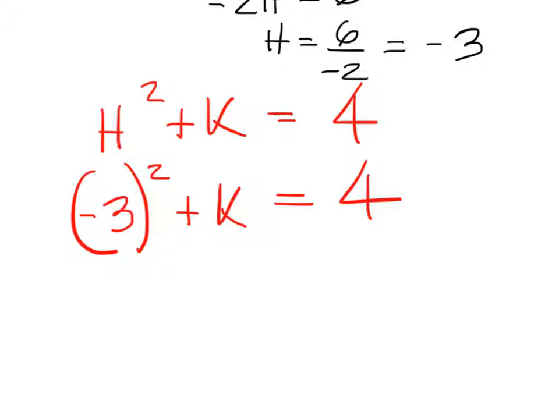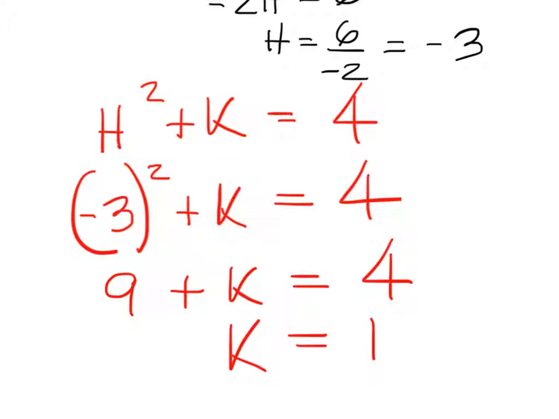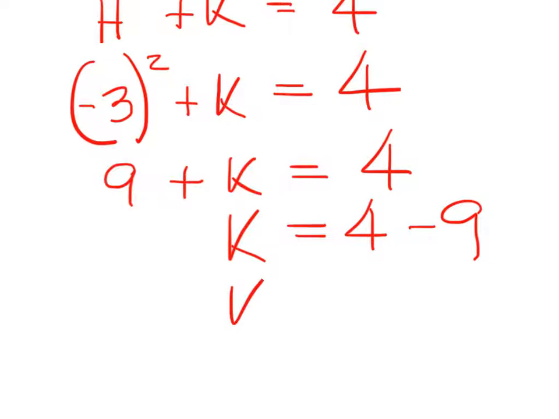We've been over this numerous times since the 9th grade. There is a huge difference between the quantity squared of negative 3 and simply negative 3 squared. One is negative 9, one is positive 9. This one comes out to be which? Positive 9. So we have 9 plus k equals 4. K equals 4 minus 9. So we come up with a value for k of negative 5.